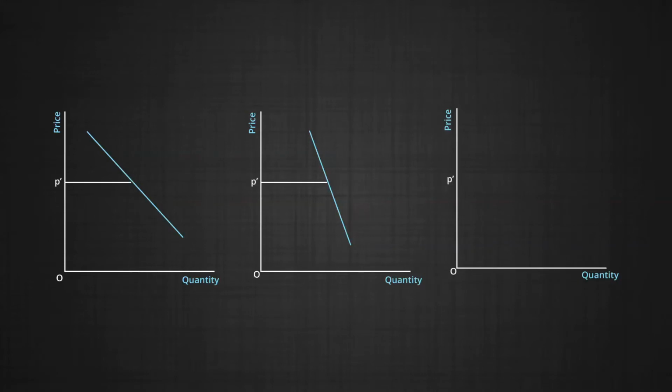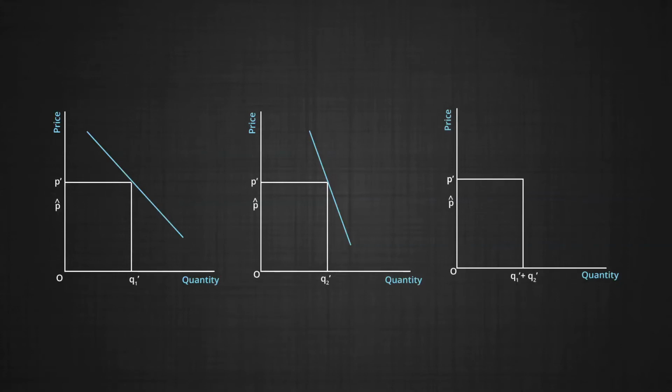Assuming that there are only two consumers in the market and the price is P prime, the demand of the first consumer is Q1 prime and that of the second consumer is Q2 prime. So, the market demand for the commodity at P prime is the sum of individual demands at that price, which is Q1 prime plus Q2 prime.